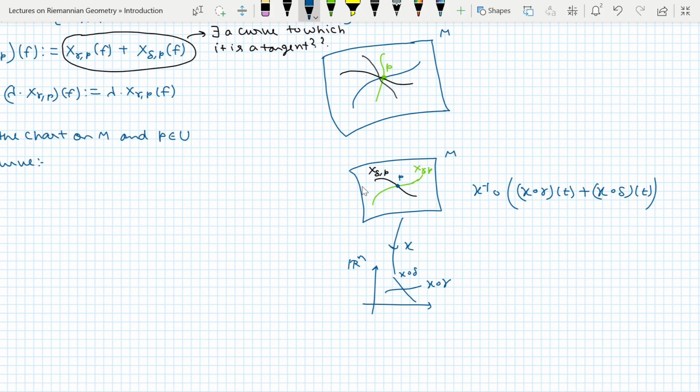Well, if it is the curve that we need, then it must pass through the point P on the manifold. And how do we get the point P? By putting in the parameter value 0. So let's check at t equals 0 if it gives the point P or not. x inverse composed with x of γ(0) plus x of δ(0). Okay, so this will give me x of p. This will also give me x of p. Oh no, we have a problem. This doesn't give us p. What does this give? 2 times x of p.